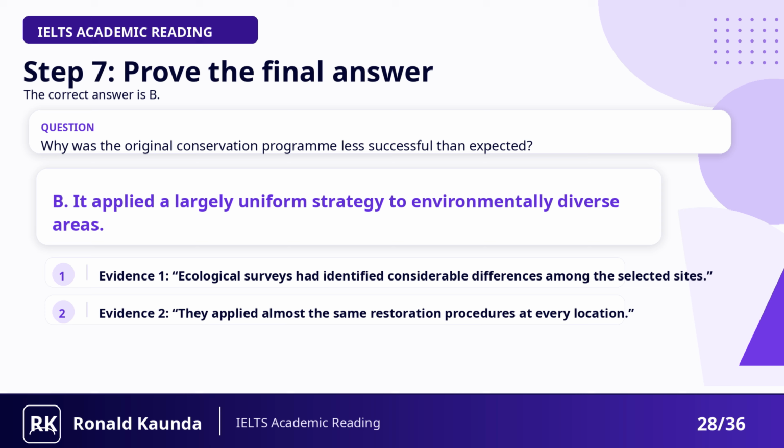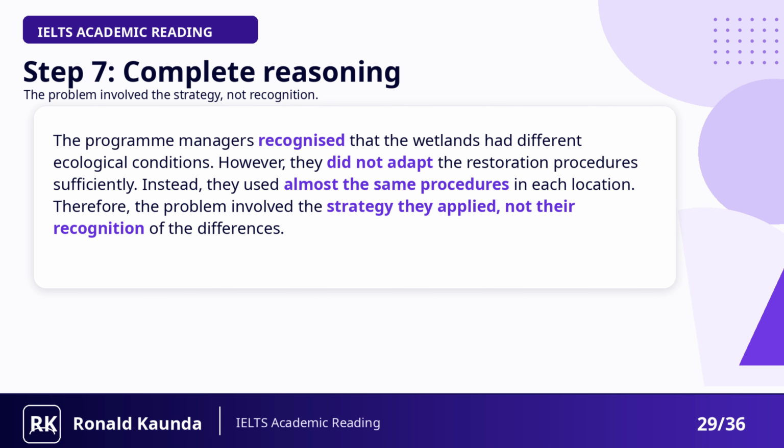We can prove this answer with 2 pieces of evidence. Evidence number 1, the environments were different. Ecological surveys had identified considerable differences among the selected sites. Evidence number 2, the strategy remained almost the same. They applied almost the same restoration procedures at every location. When these 2 ideas are combined, they give us option B. The complete reasoning is that the program managers recognized that the wetlands had different ecological conditions. However, they did not adapt the restoration procedures sufficiently. Instead, they used almost the same procedures in each location. Therefore, the problem involved the strategy they applied, not their recognition of the problem. That is how we arrive at the answer.